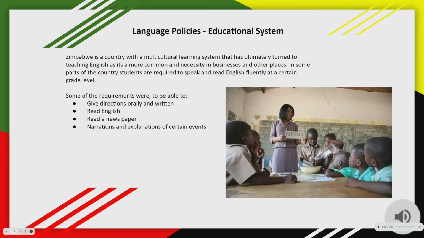Zimbabwe is a country with a multicultural learning system that has ultimately turned to teaching English as it's more common and a necessity in businesses in other places. In some parts of the country, students are required to speak and read English fluently at a certain grade level. Some of the requirements were to be able to give directions orally and written, read English, read a newspaper, and give narrations and explanations of certain events.